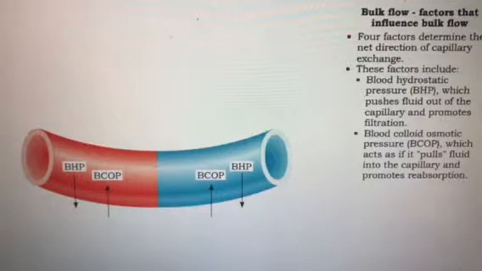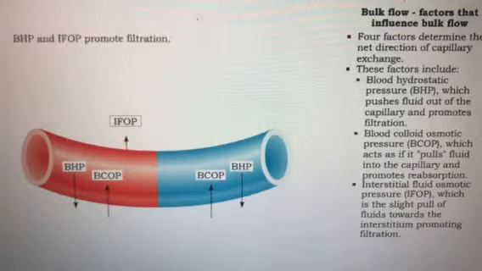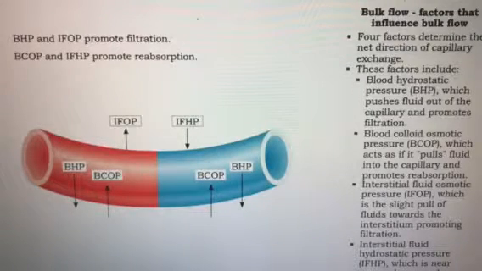Blood hydrostatic pressure combines with interstitial fluid osmotic pressure, the slight pull of fluids towards the interstitium, to promote filtration. In opposition, blood colloid osmotic pressure and interstitial fluid hydrostatic pressure, which is near zero under normal conditions, promote reabsorption.